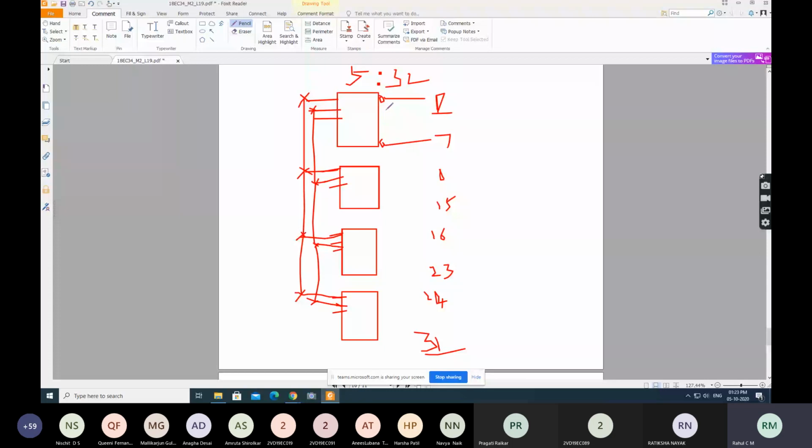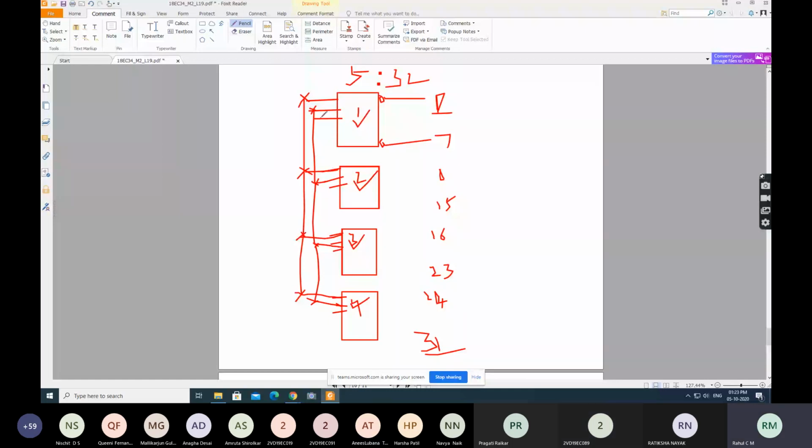How many pins do I need to select the ICs? There are 4 ICs, say 1, 2, 3, 4. I'm having 4 ICs. Correct? For selecting these 4 ICs, how many pins do I need? Are those pins available here in ABC?